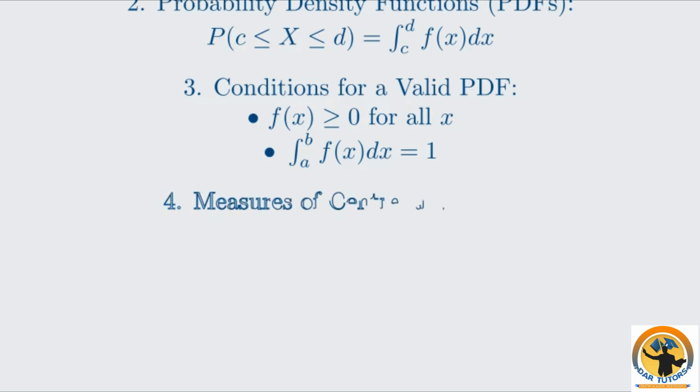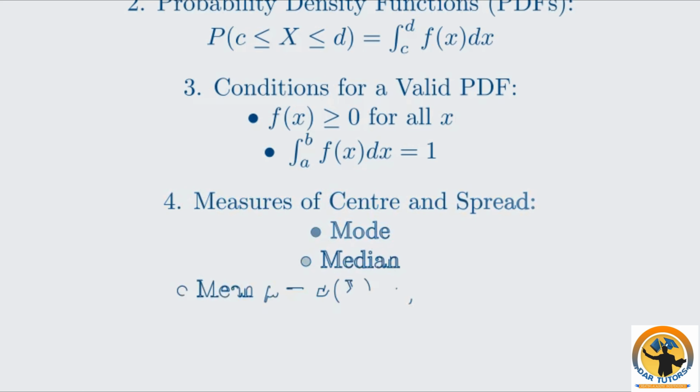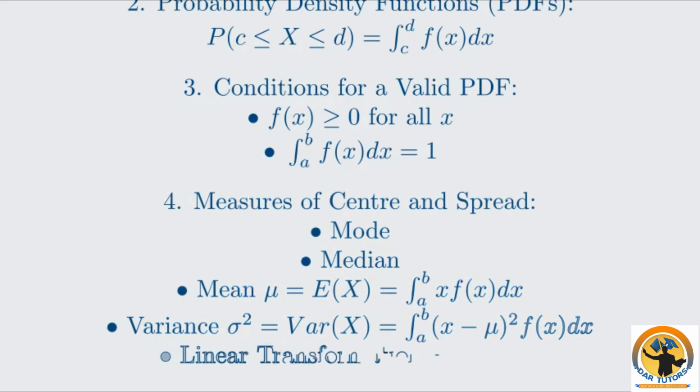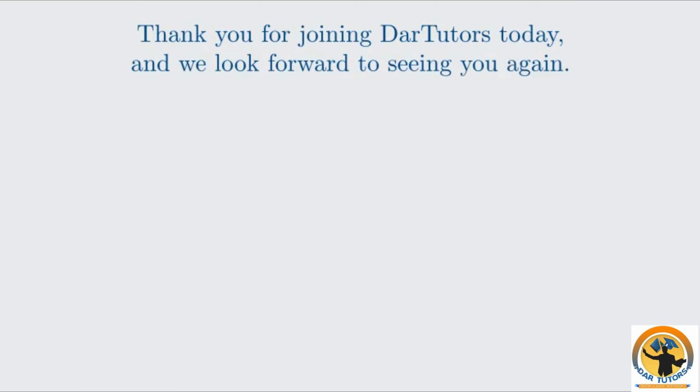Finally, we explored how to measure the center and spread of a distribution, calculating the mode, median, mean, and variance, and applied the linear transformation properties. These concepts are fundamental to IB Mathematics Analysis and Approaches HL. Keep practicing these integration and conceptual skills.